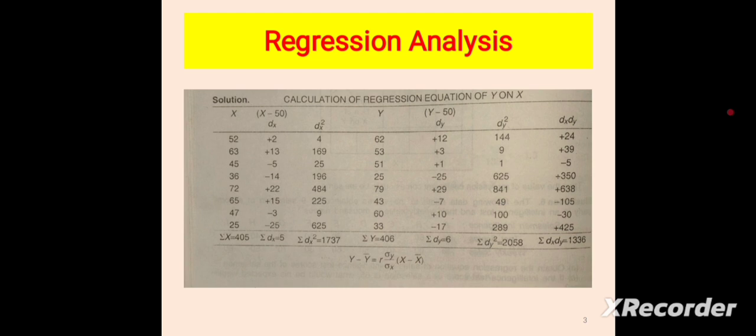Now the formula for y on x. y on x is: y minus y bar is equal to r into sigma y by sigma x, into x minus x bar. So we first calculate x bar and y bar.